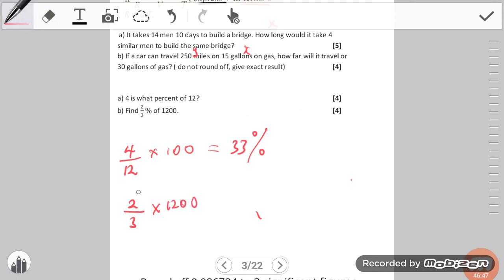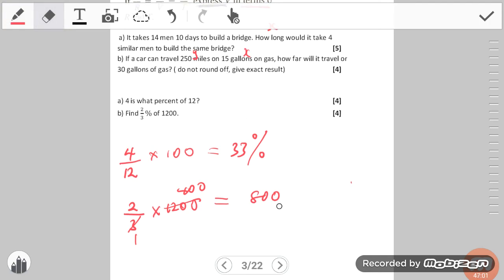So that's 2 over 3 times 1200. 3 into itself 1 time, 3 into 1200 goes 400. So 2 times 400 is equal to 800. But then remember that it's a percentage, so you've got to divide it again by 100.